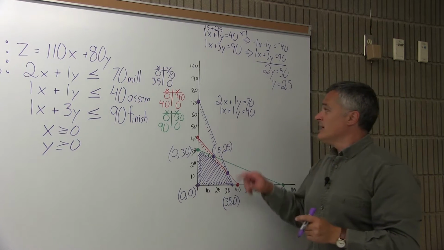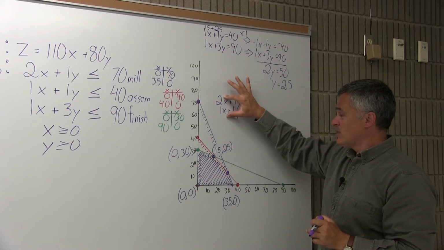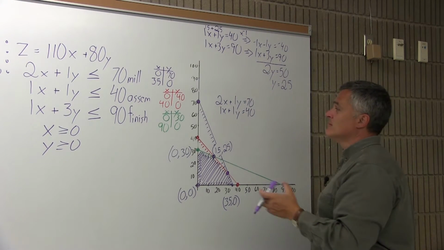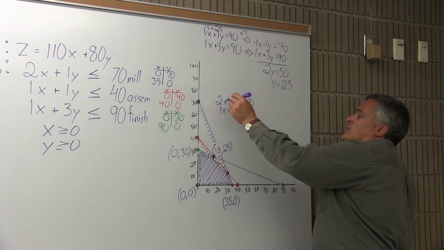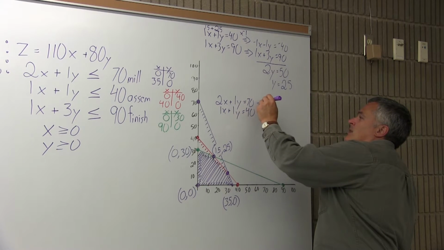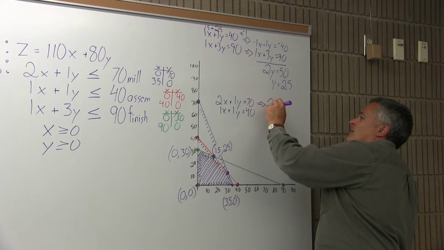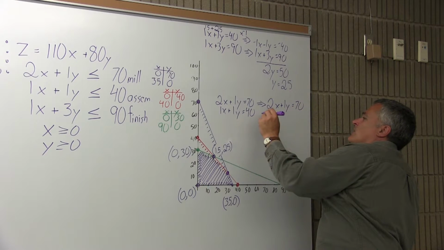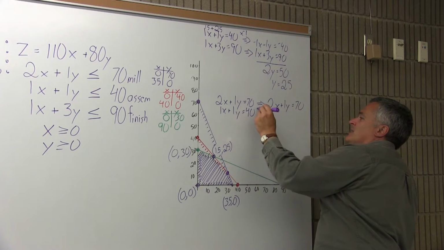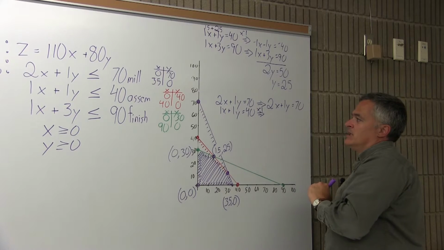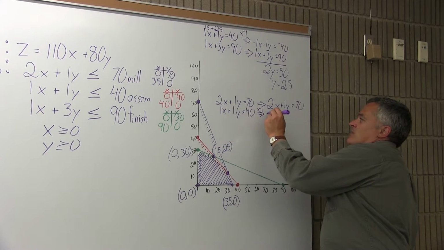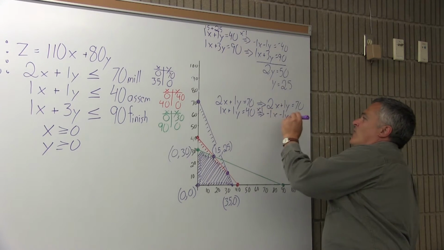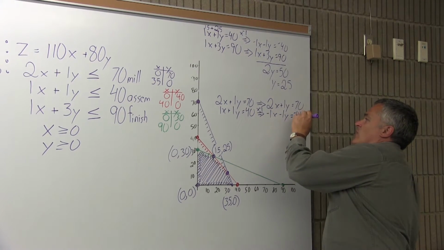Now again, I could cancel the x's, 2x and negative 2x. I could cancel the y's, positive 1y, negative 1y. Either one would work, but y's would be easier. So I'm going to leave the top equation unchanged. It will say 2x plus 1y equals 70. The bottom equation, I'm going to multiply everything times negative 1. So 1x times negative 1 is negative 1x. 1y times negative 1 is negative 1y. And 40 times negative 1 is negative 40.